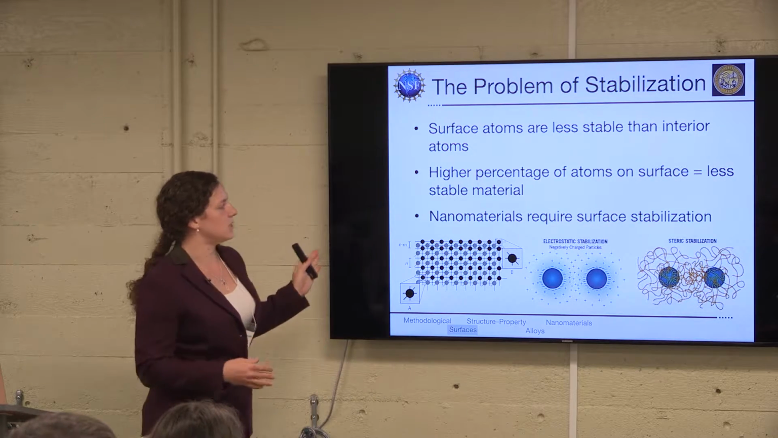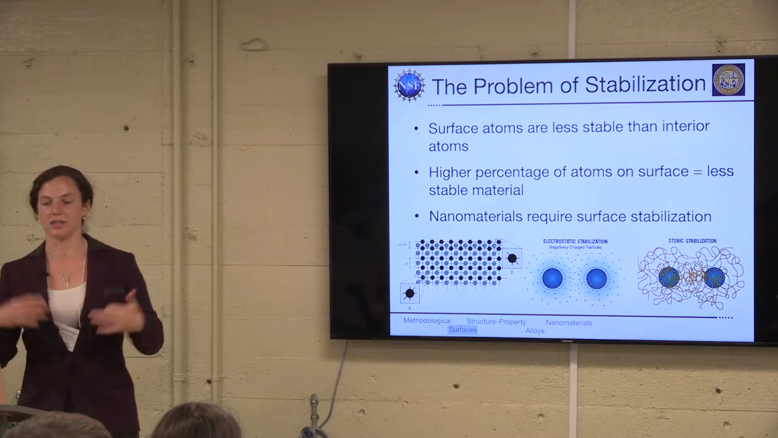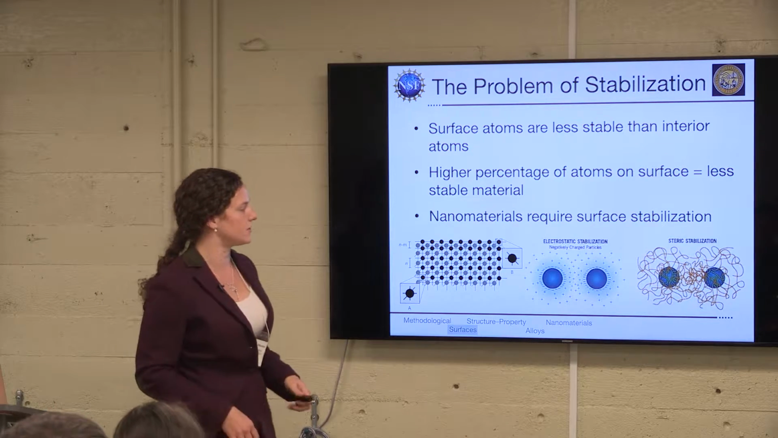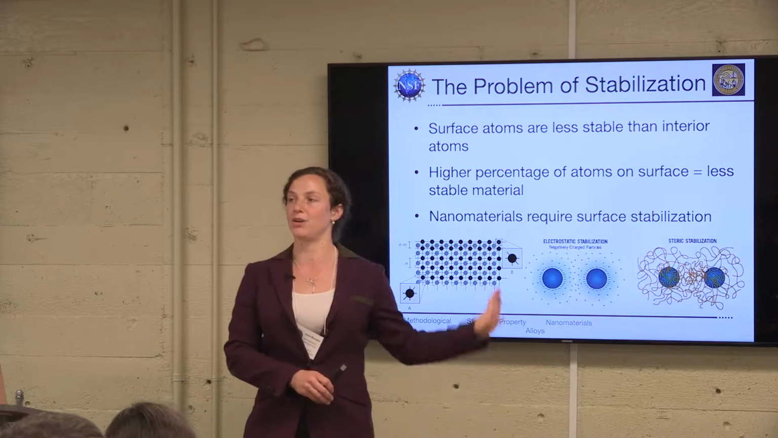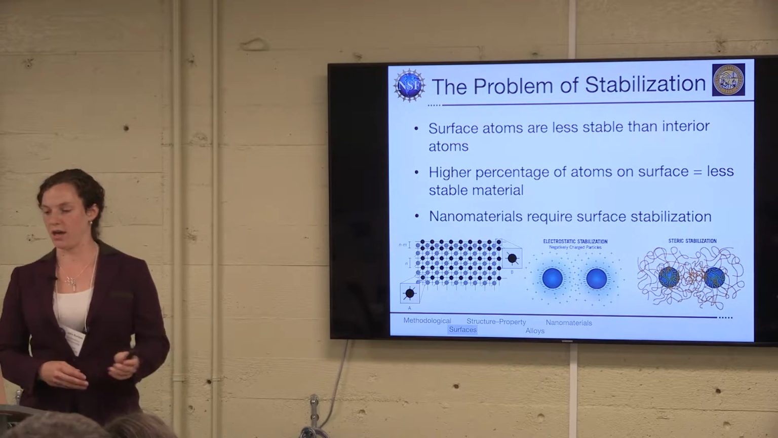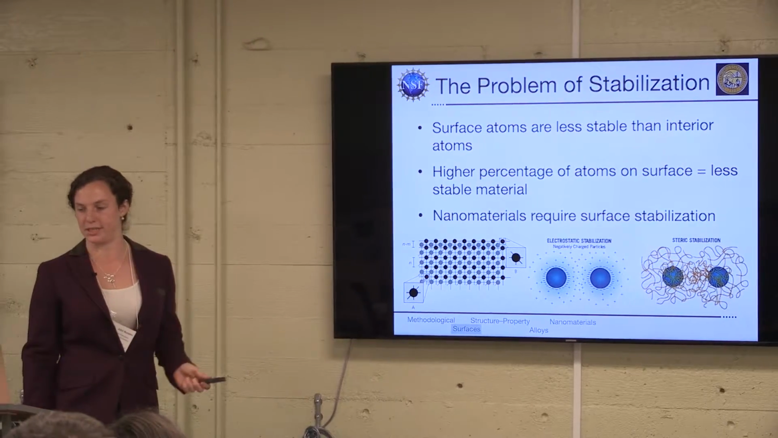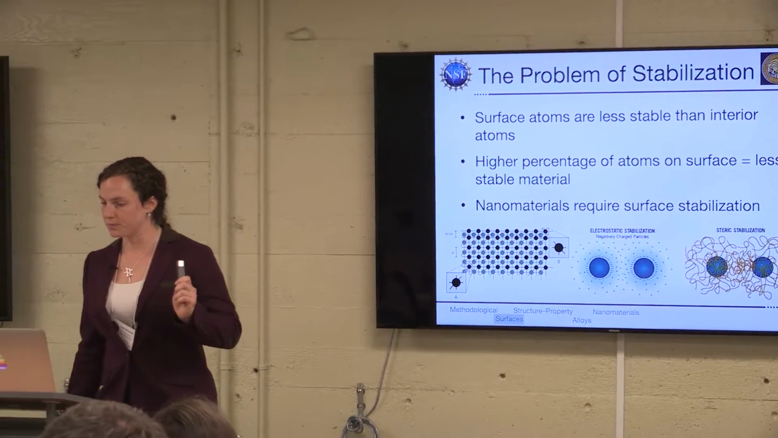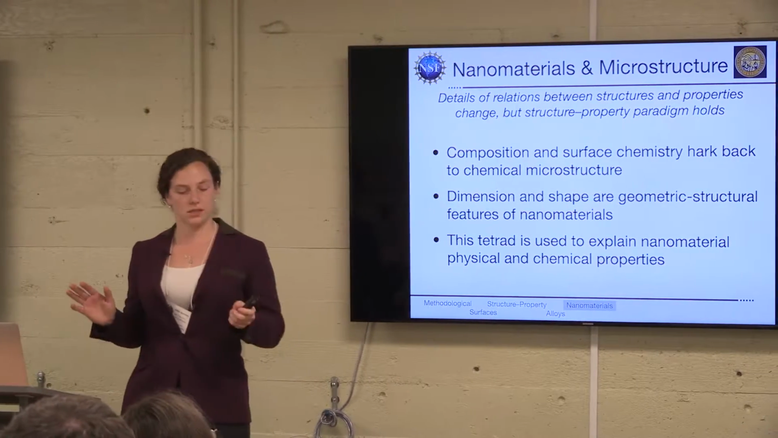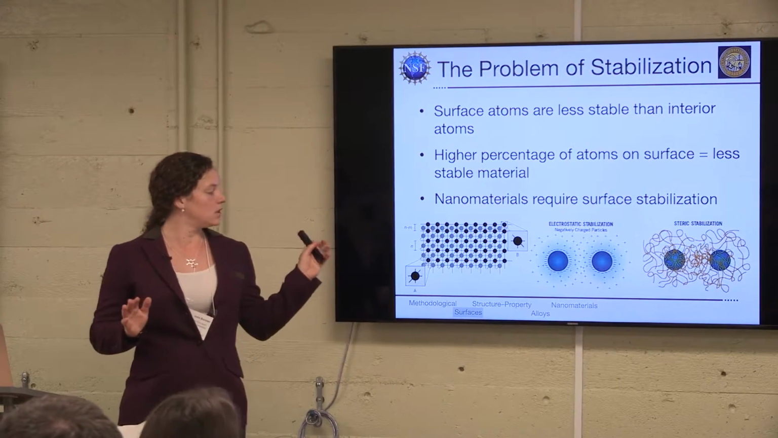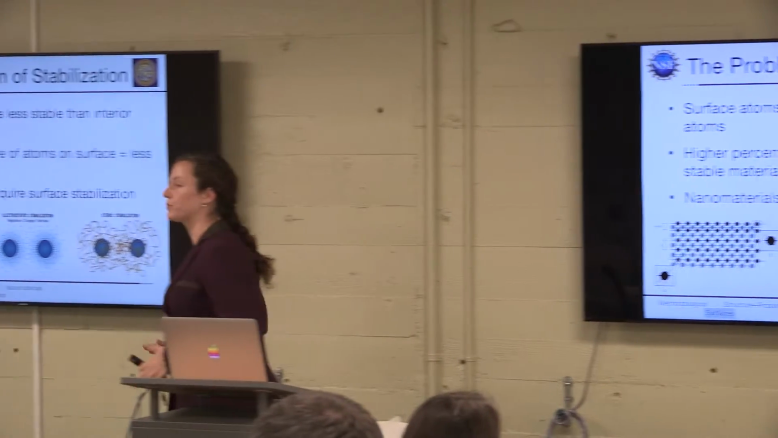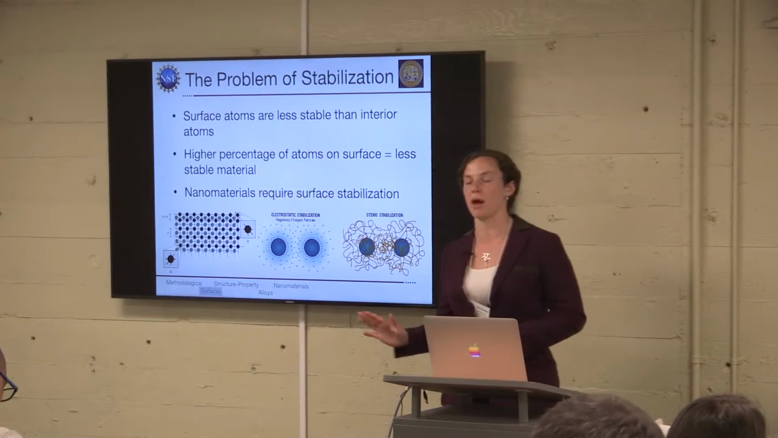Okay, and the problem of stabilization, I've done this a bit already. Surface atoms are less stable than interior atoms. Nanomaterials require surface stabilization. I should flag here that metal materials, carbon nanomaterials, and molecular materials typically can hang out without external stabilization. Okay, so that's what's going on with the different role of surfaces in nanomaterials relative to macroscopic materials.